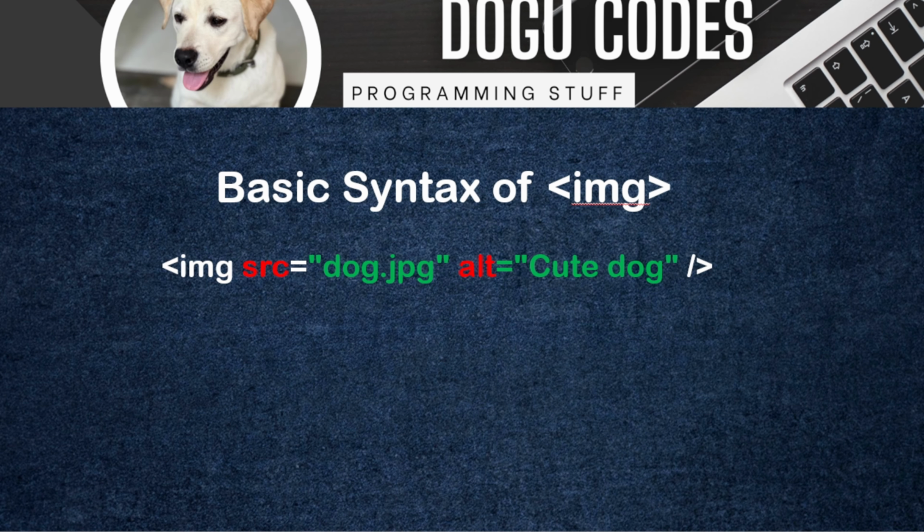So here is the basic syntax of an image tag. In an image tag, as you can see on your screen, firstly you open the image tag here, and then there is a source attribute, which is the path of the image you are using in your website. And then there is an alt attribute which gives a description of your image if the image is not visible due to some issues. And here you close the image tag. And you will also notice that an image tag is a self-closing tag.